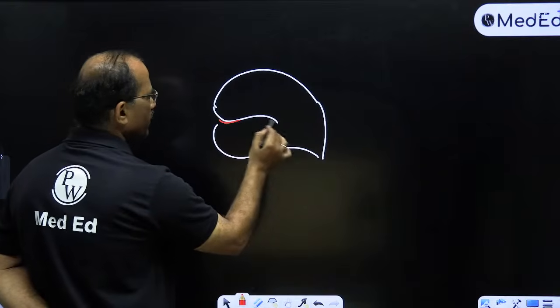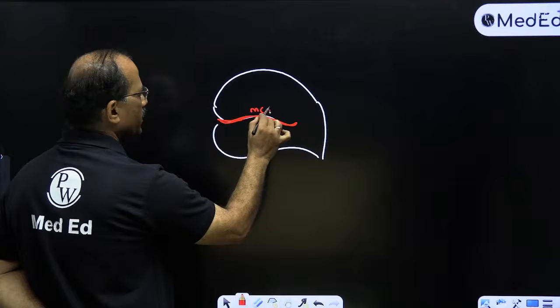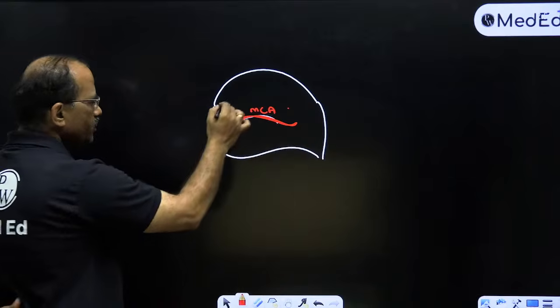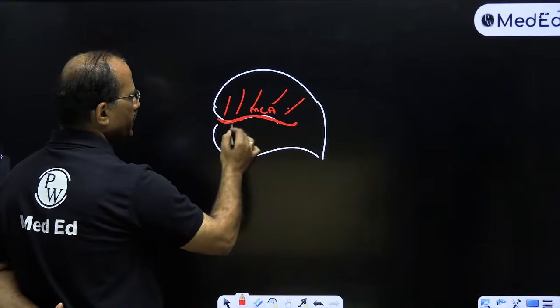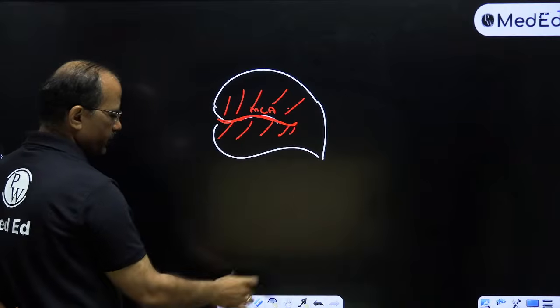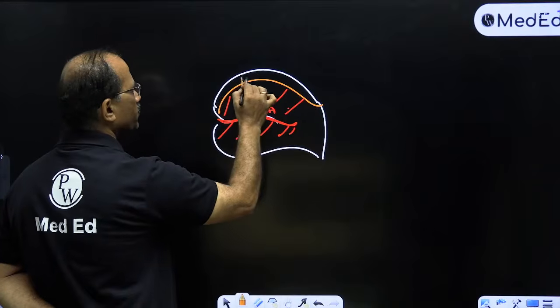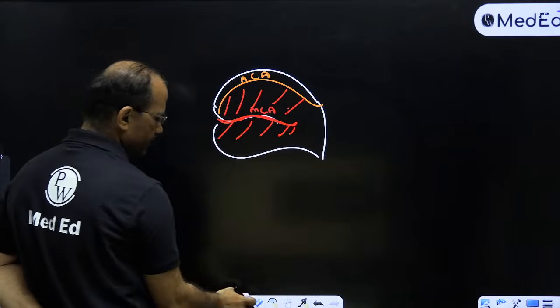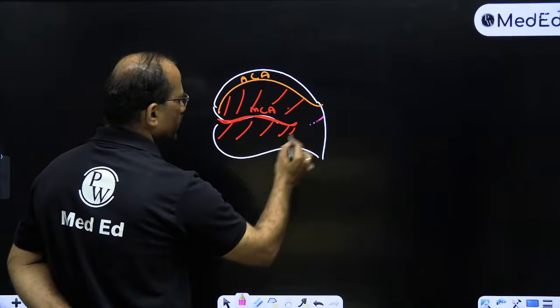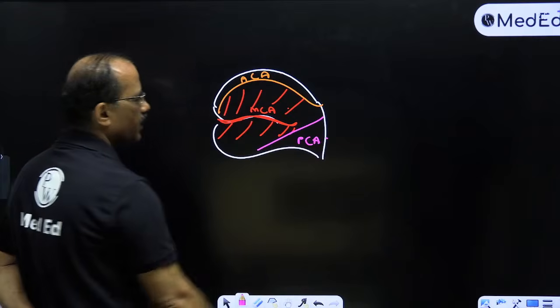What is this artery here? That's a middle cerebral artery. So the middle cerebral artery supplies the entire superolateral surface. A small area here is supplied by whom? Anterior cerebral artery. And the occipital lobe is supplied by posterior cerebral artery.